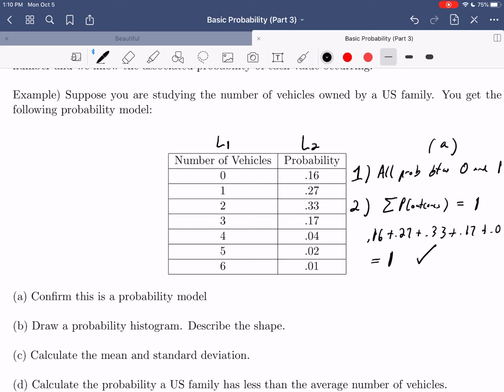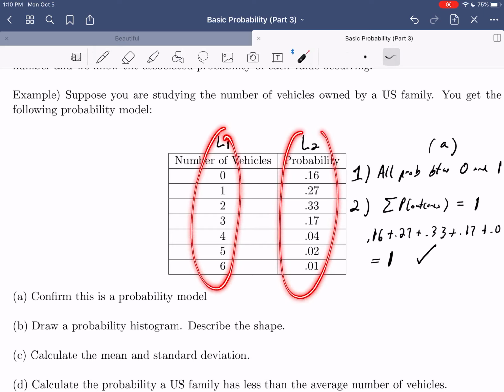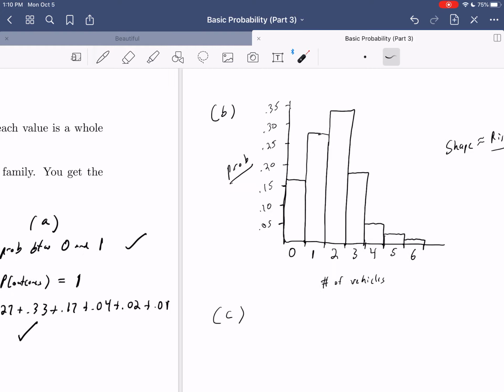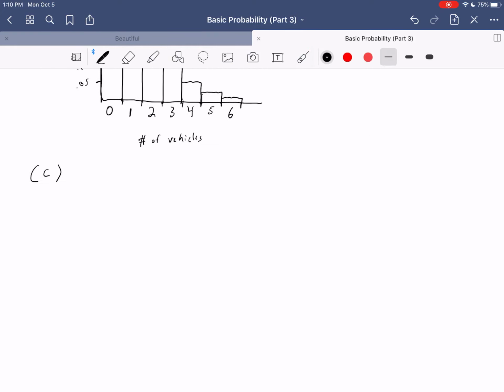So we should have our vehicles in L1, probabilities in L2. So we'll just make a note of that here. So variable into L1, probabilities into L2. Then what we're going to do is we're going to do our traditional stat calc, and then we're going to go to that 1 var stat.